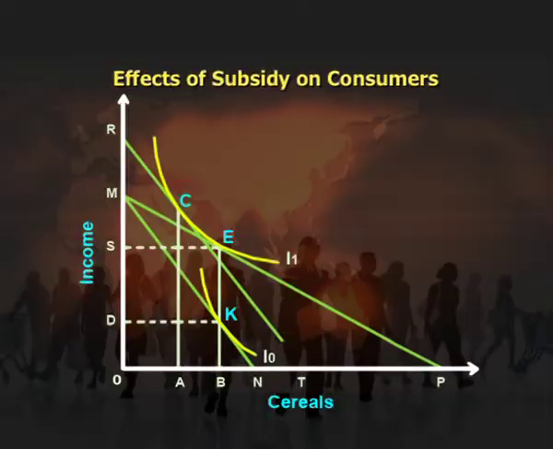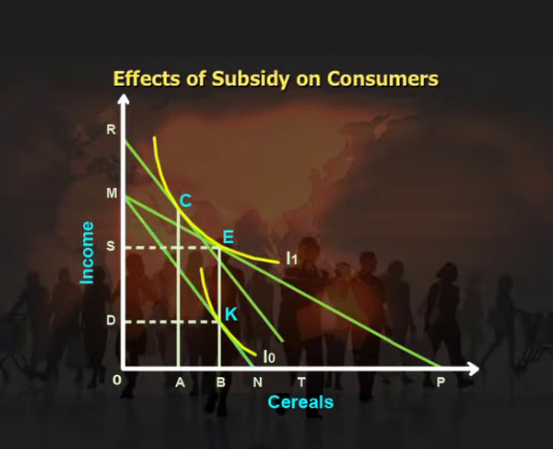Take a situation when the subsidy is not paid in cash, but the consumer receives a supply of cereals at subsidized rates and the government pays the price difference to the distributor. This is implemented in most of the states in India. In this diagram, the income is measured on the vertical axis and supply of cereals on the horizontal axis. Suppose the consumer income is OM and his income line without subsidy is MN.